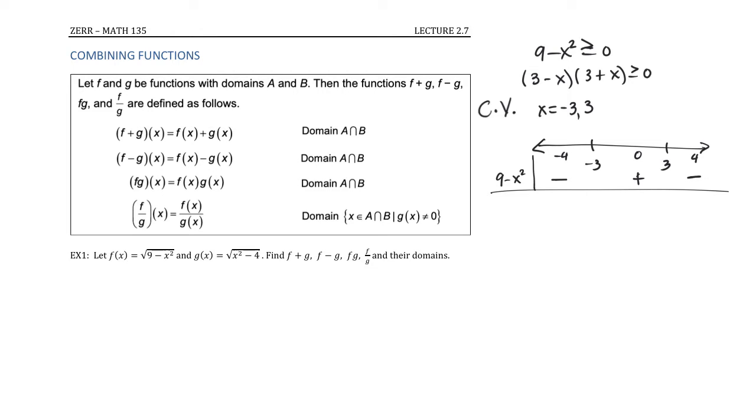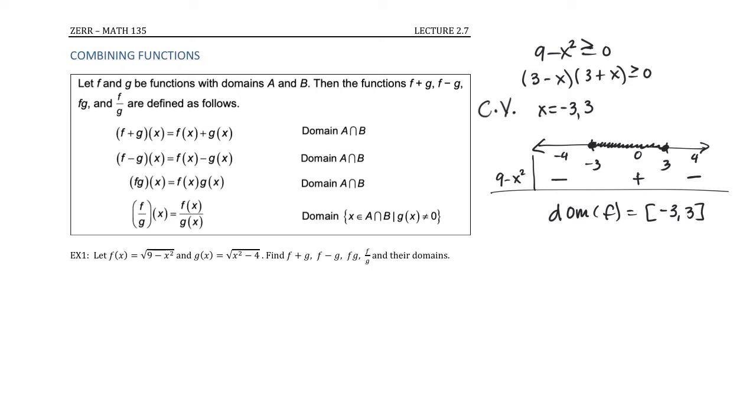So we want to know, when is this greater than or equal to 0? Well, that happens at our critical values, and it can also be greater than 0. So it's this little segment here. So the domain for f is given by that interval from -3 to 3 inclusive.